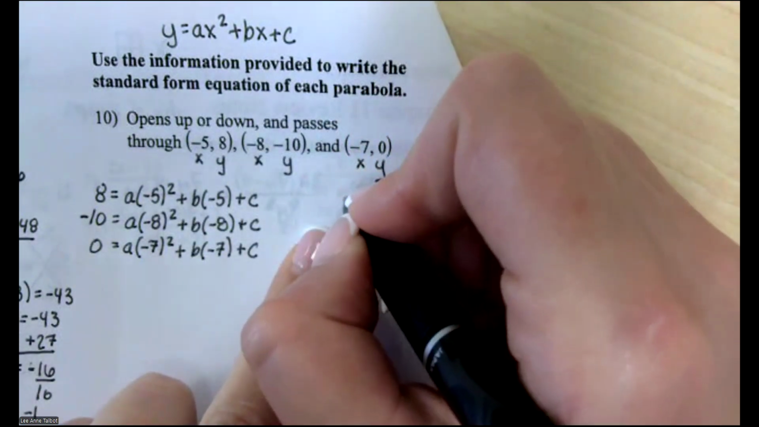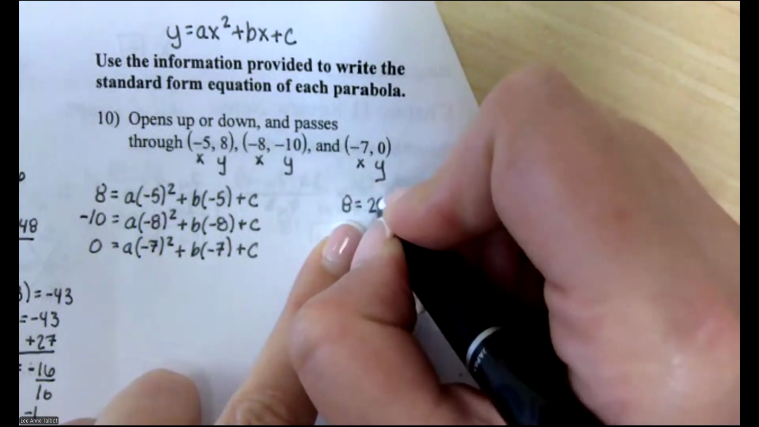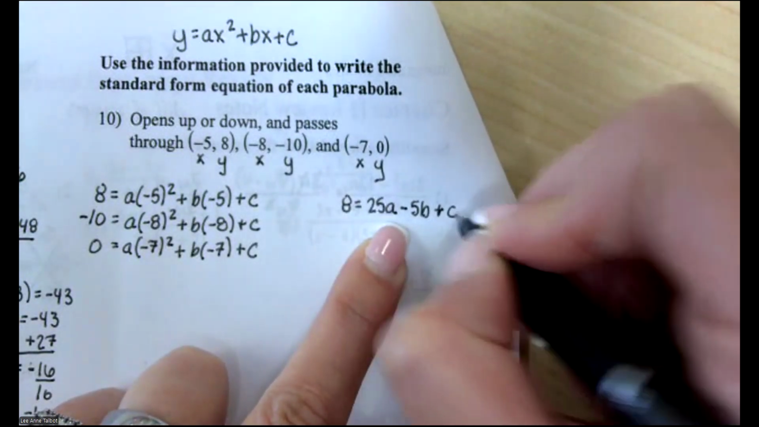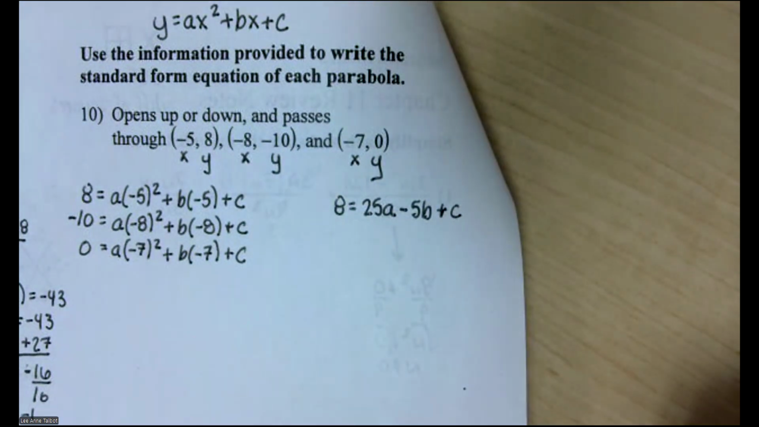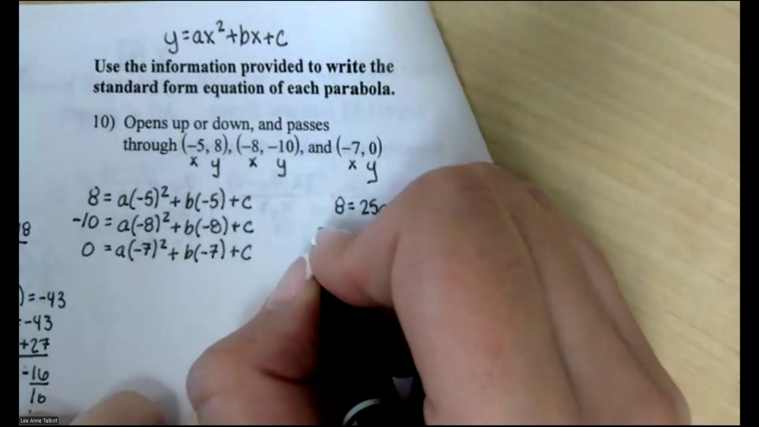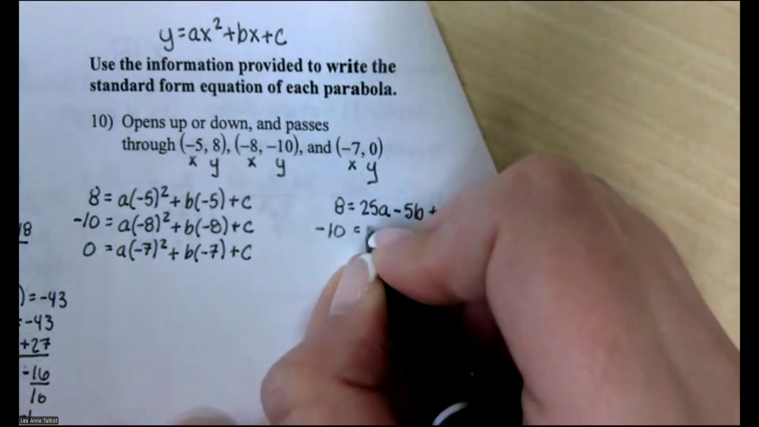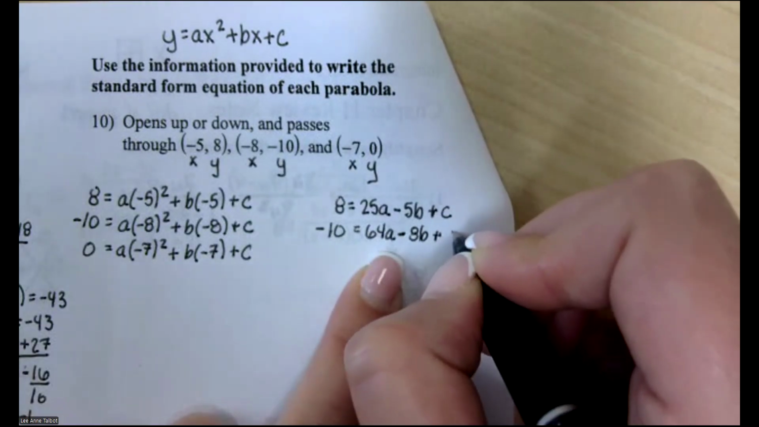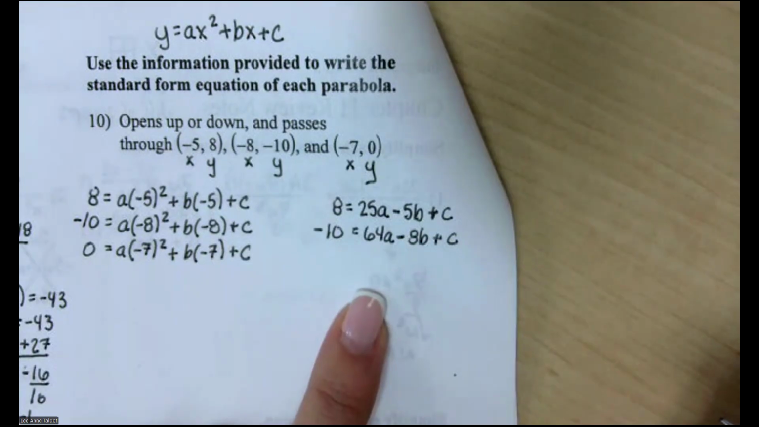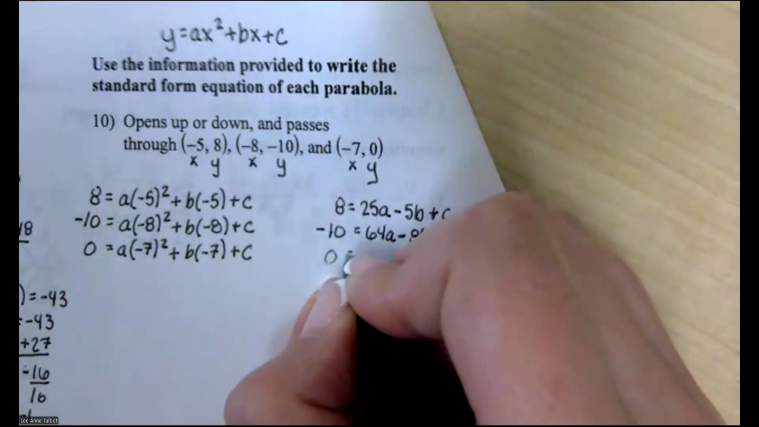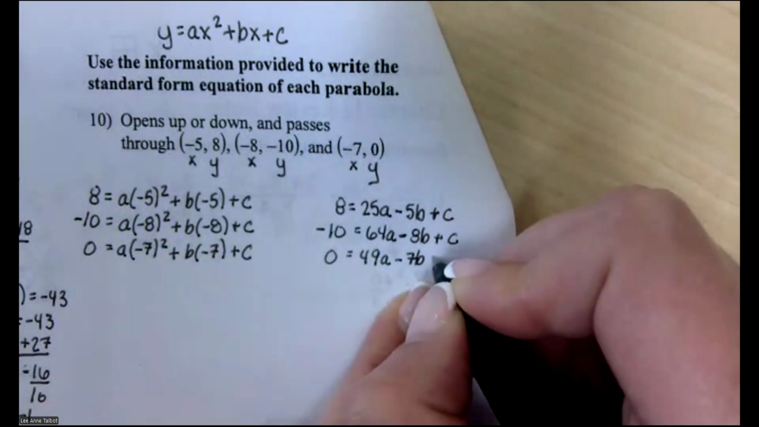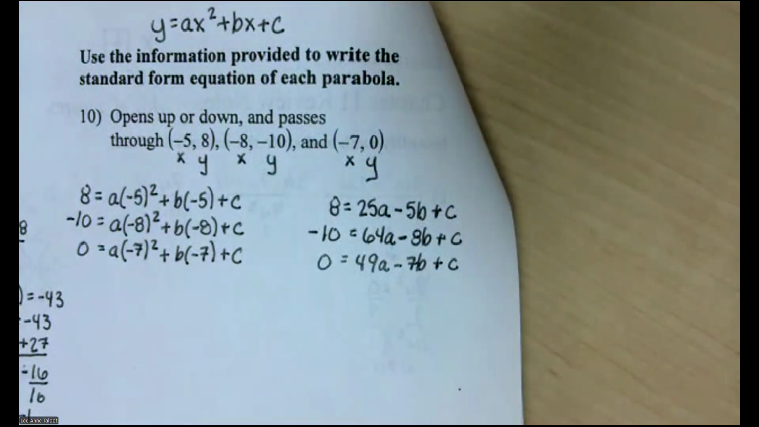Okay. 25A minus 5B plus C. 64A minus 8B plus C. 49A minus 7B plus C. The negatives all over this problem.